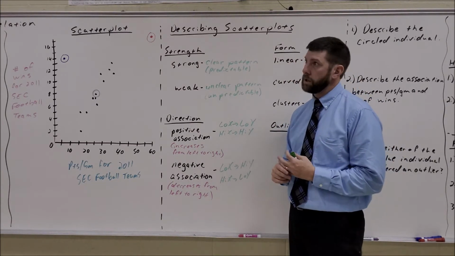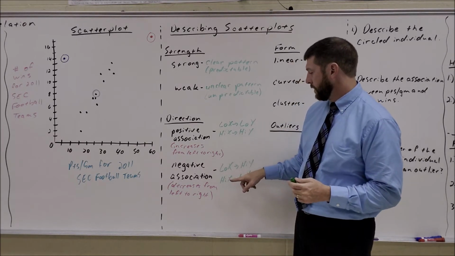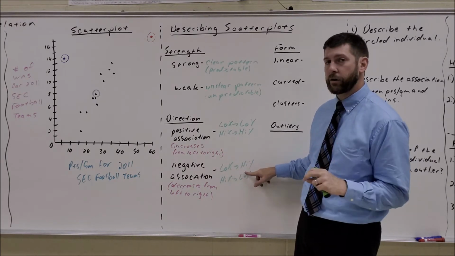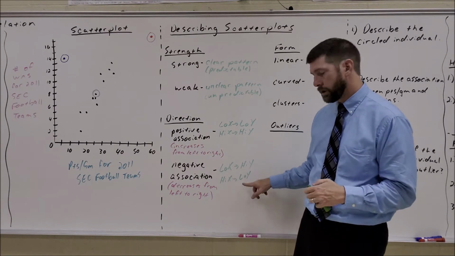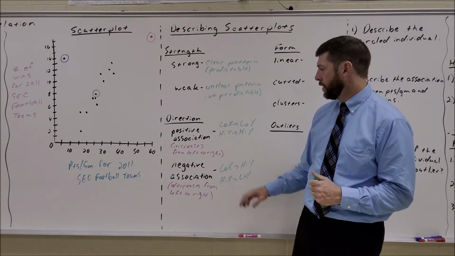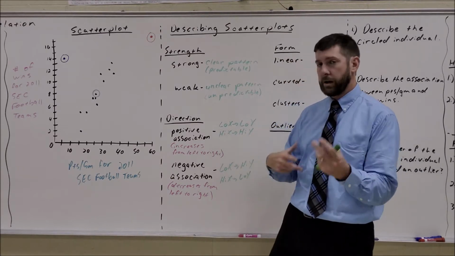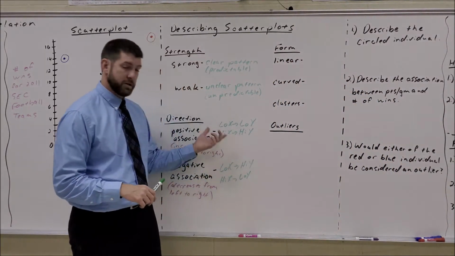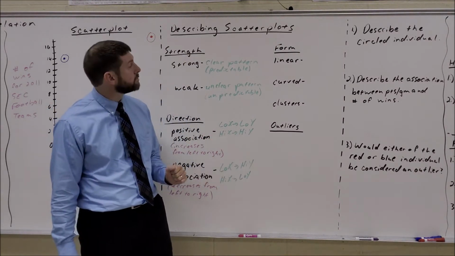A negative association might be practice time and golf score. The less you practice, the worse you are, so the higher your golf score would be. But the more you practice, the better you get, so the lower your golf score should be. Those are a couple of examples of positive and negative association. But when we come in tomorrow, I want you guys to have some ideas on examples we can come up with of positive association and negative association.